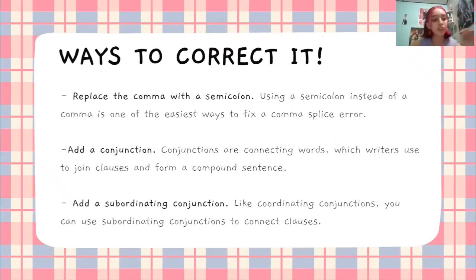The second solution is to add a coordinating conjunction. We can use the FANBOYS: for, and, nor, but, or, yet, so. We just simply need to add the appropriate conjunction after the comma. We need to add a conjunction that fits the sentence. And lastly, we can add a subordinating conjunction. So there are subordinators like although, because, when, and moreover, that we can use to replace the comma. Again, we need to choose one that fits the sentence so it makes sense.